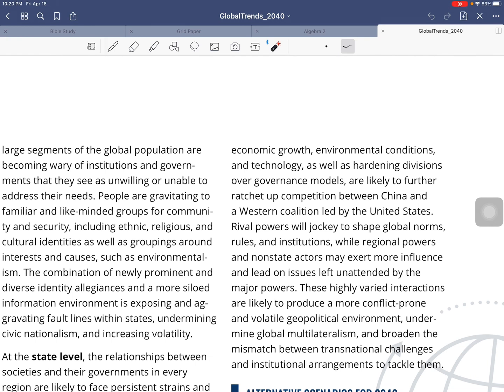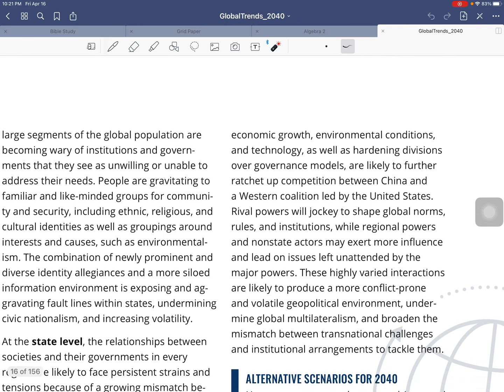These highly varied interactions are likely to produce a more conflict-prone and volatile geopolitical environment, undermine global multilateralism, and broaden the mismatch between transnational challenges and institutional arrangements to tackle them.